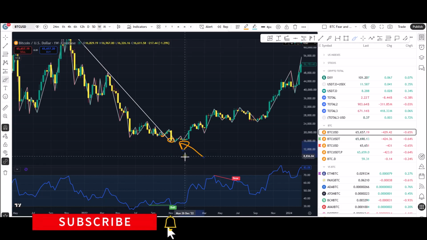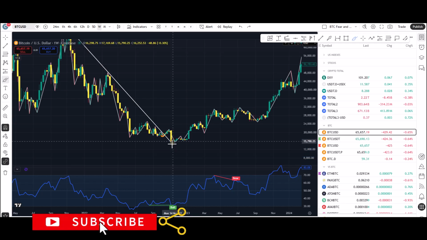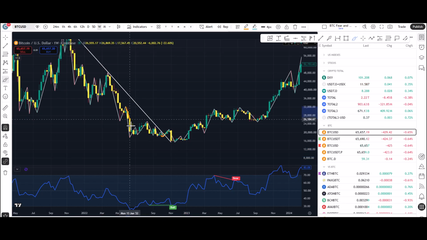FTX crashed and lost people's funds, but the low wasn't as drastic as this one here. You can see this swing was much larger than this one, and it just shows exhaustion. That combined with bullish RSI divergence, that combined with an overbalance in time and price, the time to the downside was much shorter than this one, and it was one of the most bearish occasions to happen in crypto, and we just bounced off of this trend line.